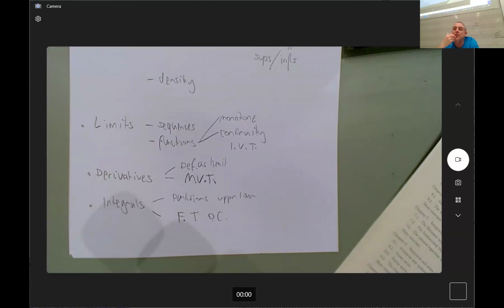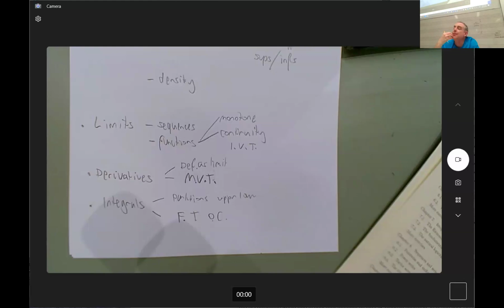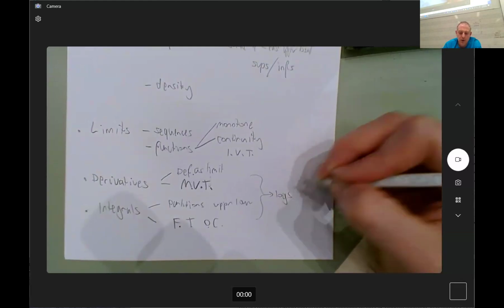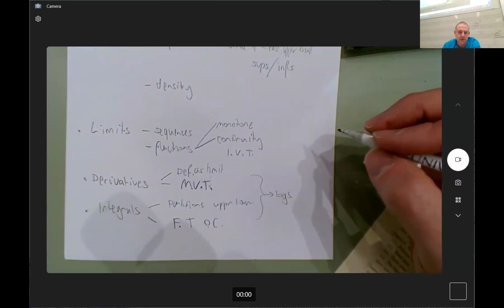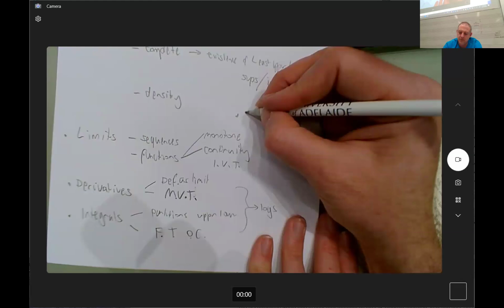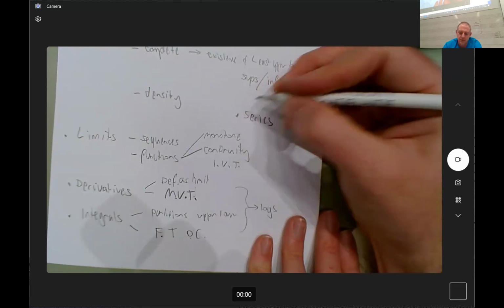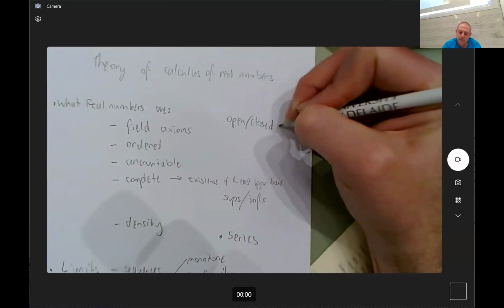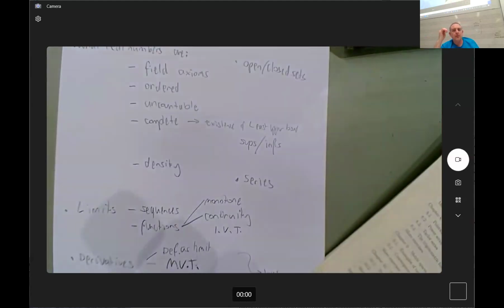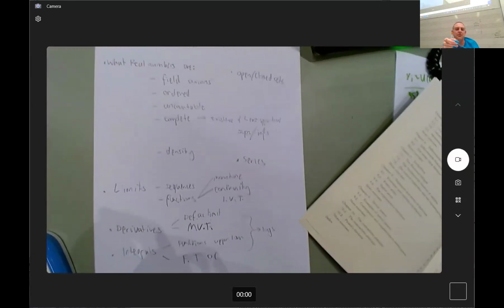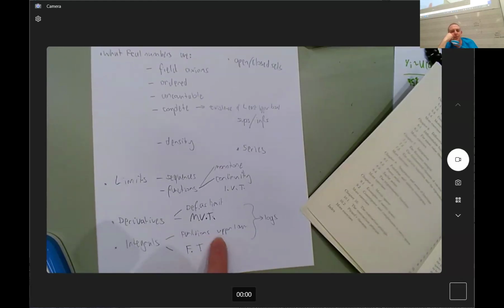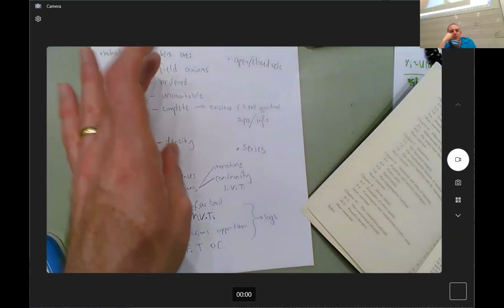Oh, and at the very end they did talk about logs. And I think what I'm missing is series, like infinite sums. Ah, yeah. I think that's pretty much everything. We've put a lot more detail here than in all the others, even though this was the smallest bit of the course.